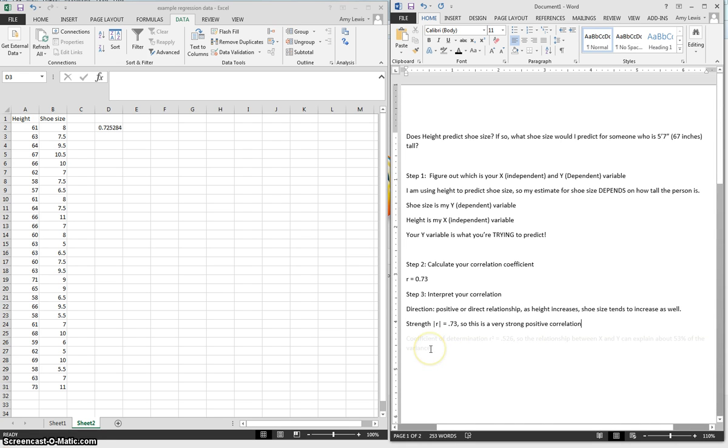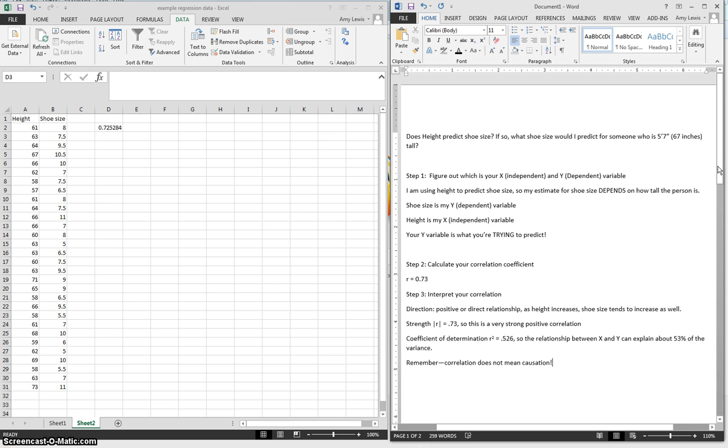So I'll look at r squared, which is the coefficient of determination. All I do for r squared is take my correlation coefficient and square it. So 0.725 times 0.725 gives me r squared. When I calculate that, it's 0.526. What that tells me is the relationship between x and y can explain about 53% of the variance. Remember, correlation does not necessarily mean causation.